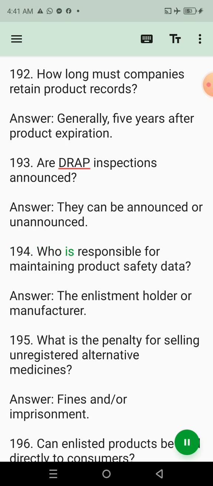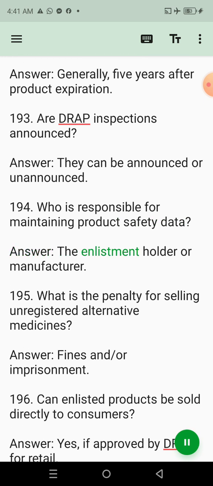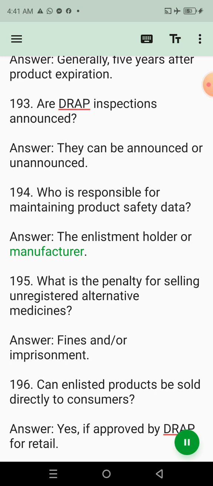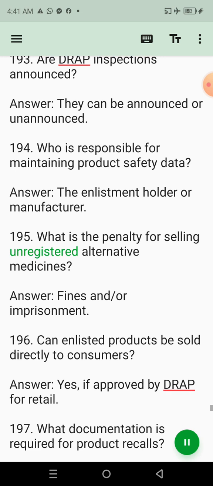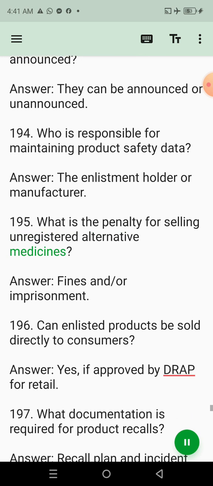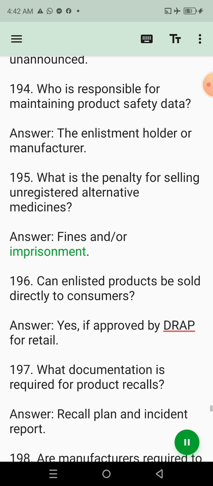194. Who is responsible for maintaining product safety data? Answer: the enlistment holder or manufacturer. 195. What is the penalty for selling unregistered alternative medicines? Answer: fines and/or imprisonment.